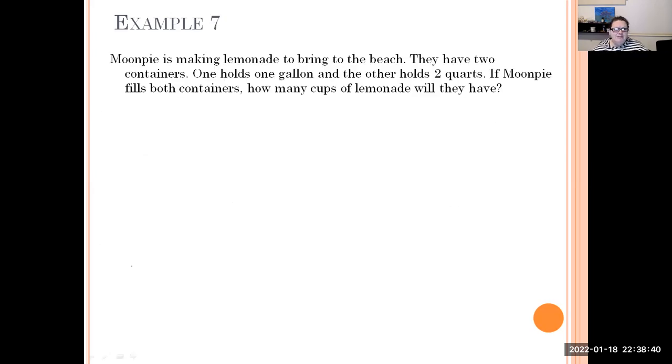Example 7. Moon Pie is making lemonade to bring to the beach. They have 2 containers. One holds a gallon, so we need to know that, and the other holds 2 quarts. If Moon Pie fills both containers, how many cups of lemonade will they have? Okay, so we have one gallon and 2 quarts. All right, I'm going to write that so we know what we're dealing with.